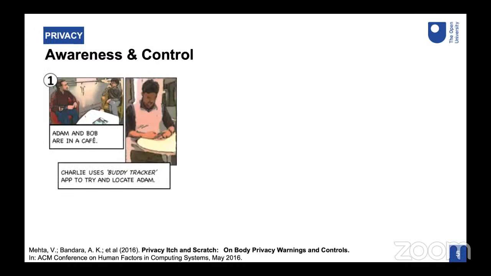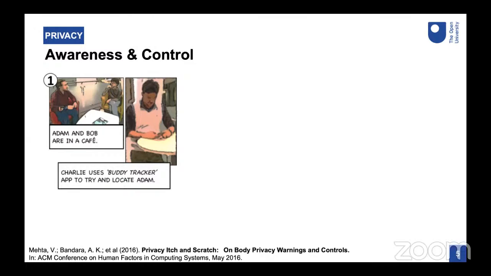So the interfaces that we need to develop in order to enable awareness and control can take many forms. But in order to integrate them into our lives, we think that they should be things that are always with us and are very intuitive to use. So here's a scenario of where we want this type of control. So here there are two friends, Adam and Bob, in a cafe, and a mutual friend, Charlie, tries to use one of these location tracking apps, Buddy Tracker, to try and locate Adam.